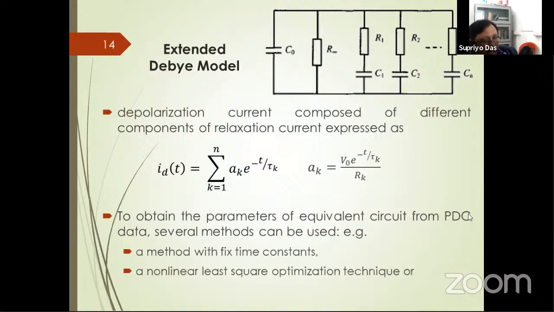So these time constant parameters of the Debye model, we can obtain from the depolarization characteristics using some methods. Sometimes we fix the time constants or we use some optimization technique.